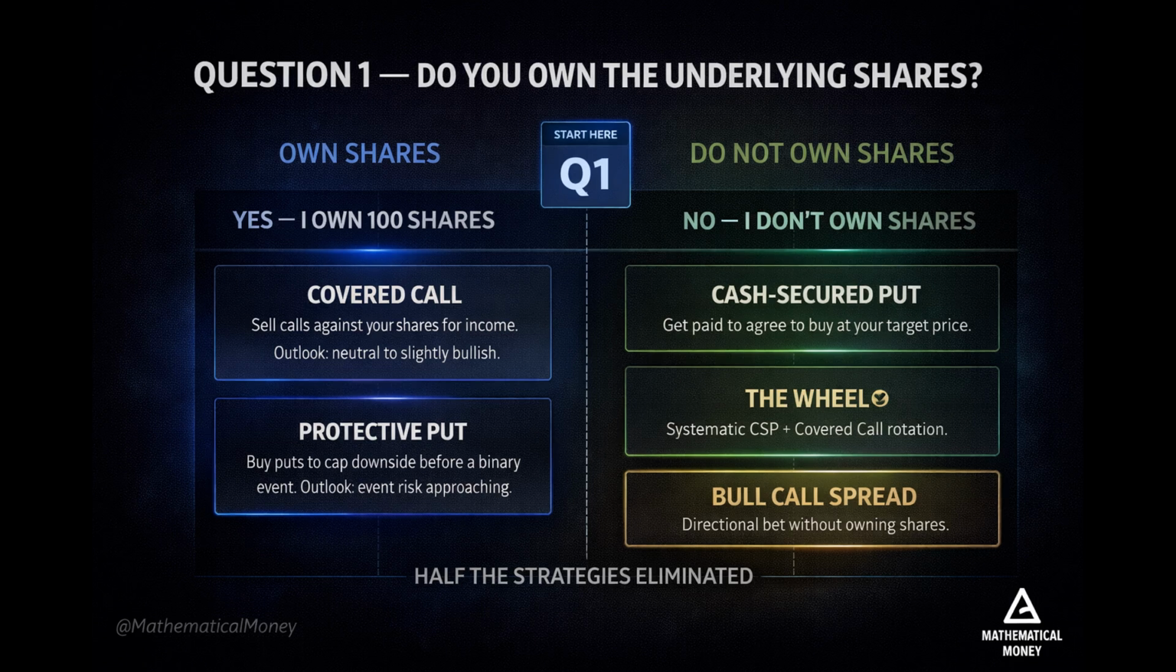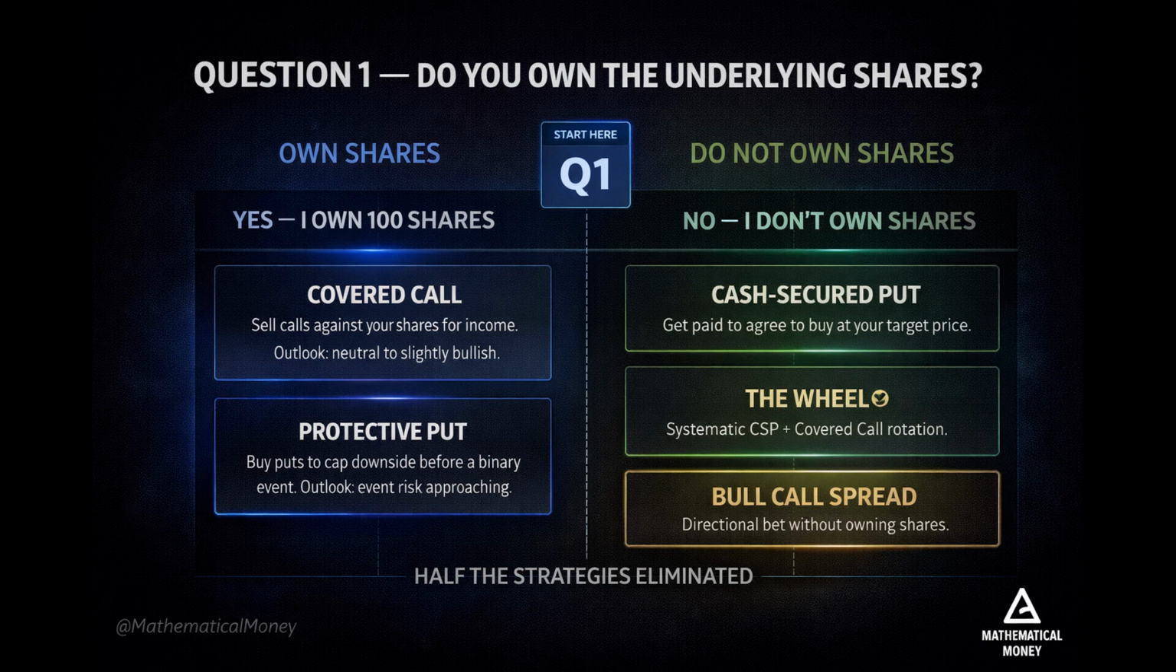The first question is the most fundamental. Do you currently own 100 shares of the underlying? If yes, your primary strategies are the covered call and the protective put. The covered call turns your existing position into an income engine. You sell calls against your shares each cycle and collect premium. The protective put turns your existing position into a defined risk vehicle. You buy a put to cap your downside before a known risk event.